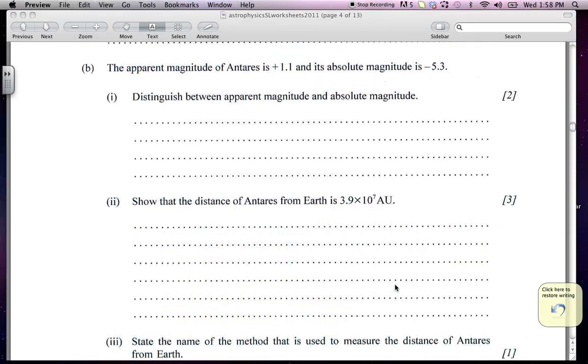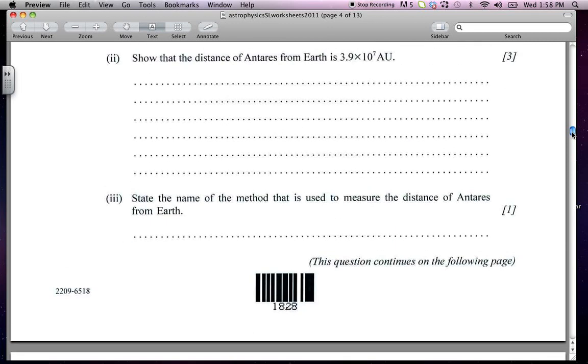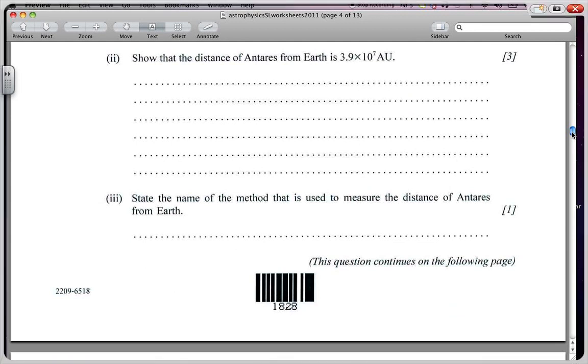Now moving down to this one over here, state the name of the method that is used to measure the distance. Now the type that we would use: spectroscopic parallax or stellar parallax. Those would be the two that we would use.